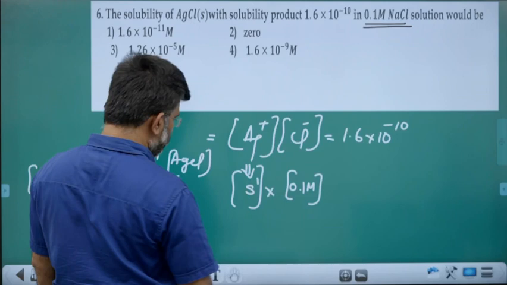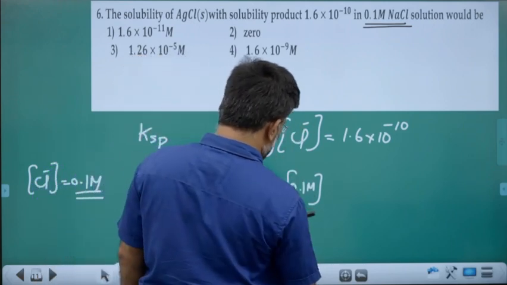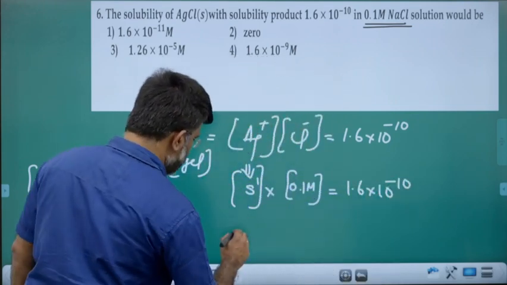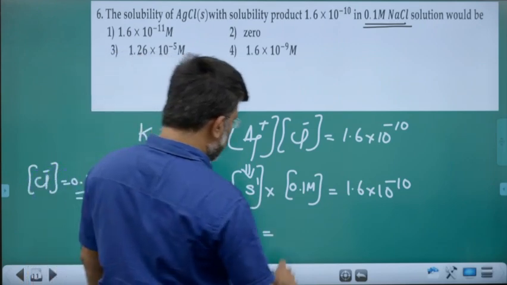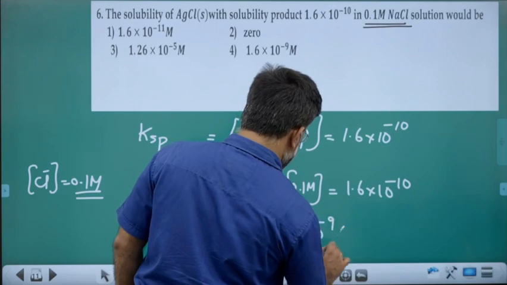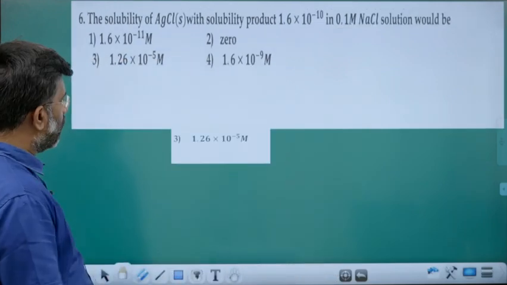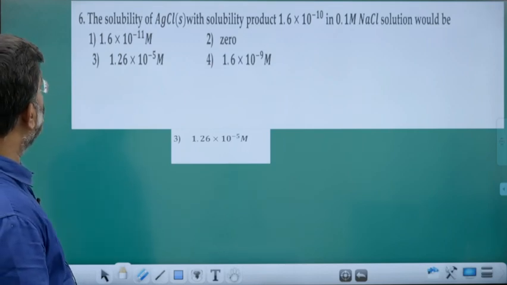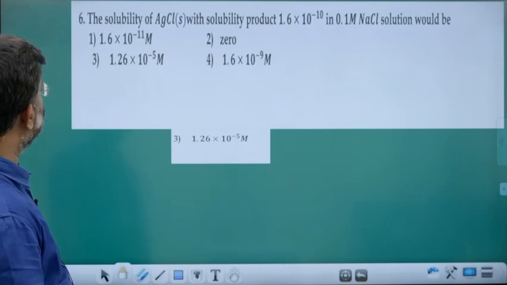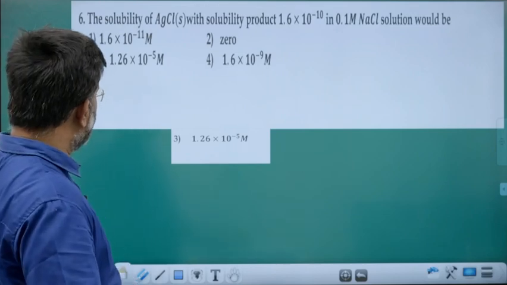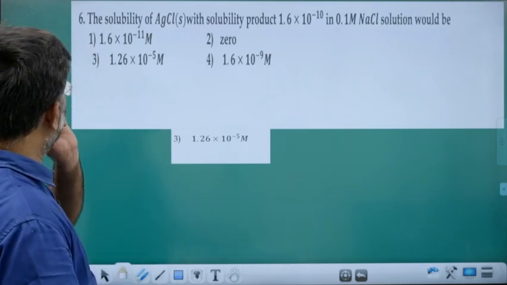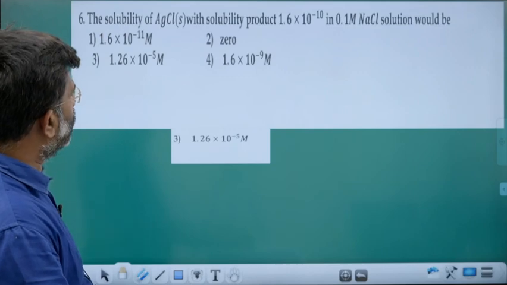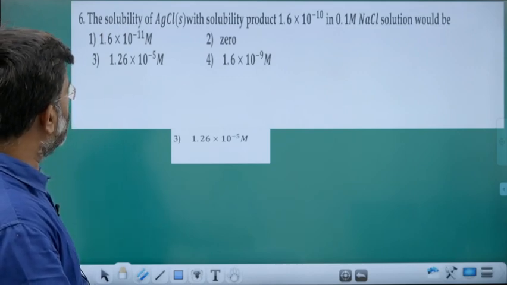So new solubility, that is Ag plus into chloride concentration, is equal to KSP, 1.6 into 10 power minus 10. So what is the new solubility? New solubility will be 1.6 into 10 power minus 9. Solubility of AgCl with the solubility product 1.6 into 10 power minus 10 in 0.1 molar NaCl solution.